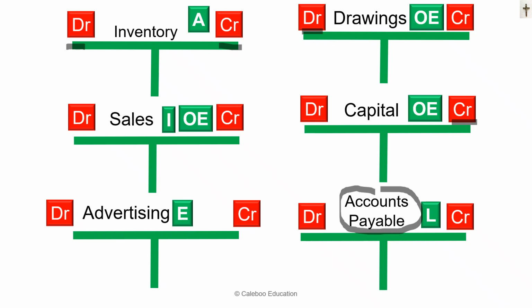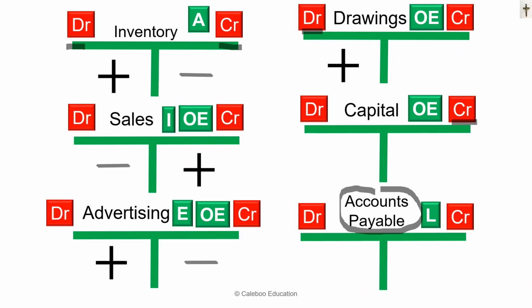Sales, what does income do to owner's equity? It increases owner's equity. Advertising, an expense. What is an expense? An increase in expense decreases owner's equity. Right, trading inventory, if there's an increase in inventory, debit. Increase in sales, credit. Increase in expense, debit. Increase in drawings, debit. Increase in capital, credit. Increase in liabilities, credit.